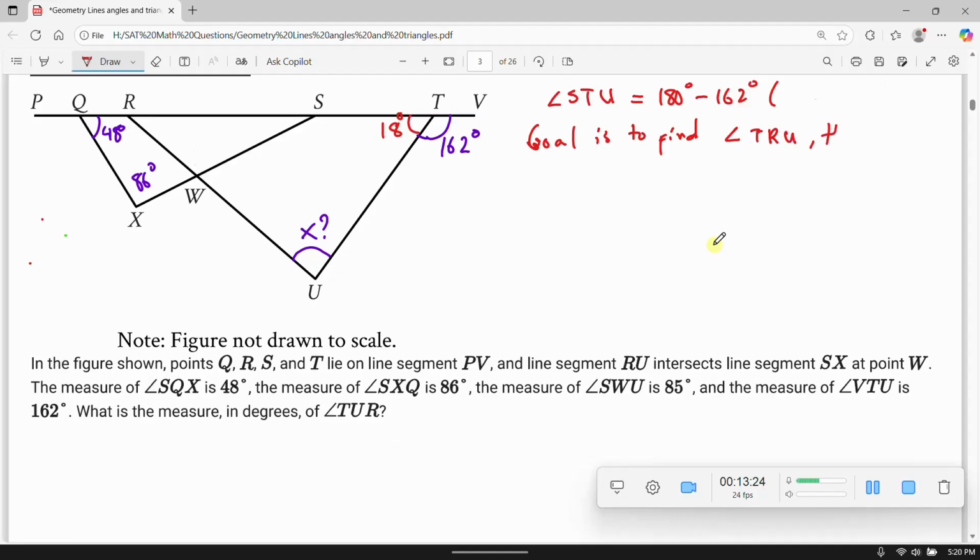Then we're going to subtract from 180 the angle 18 and the angle TRU. So that's the goal.